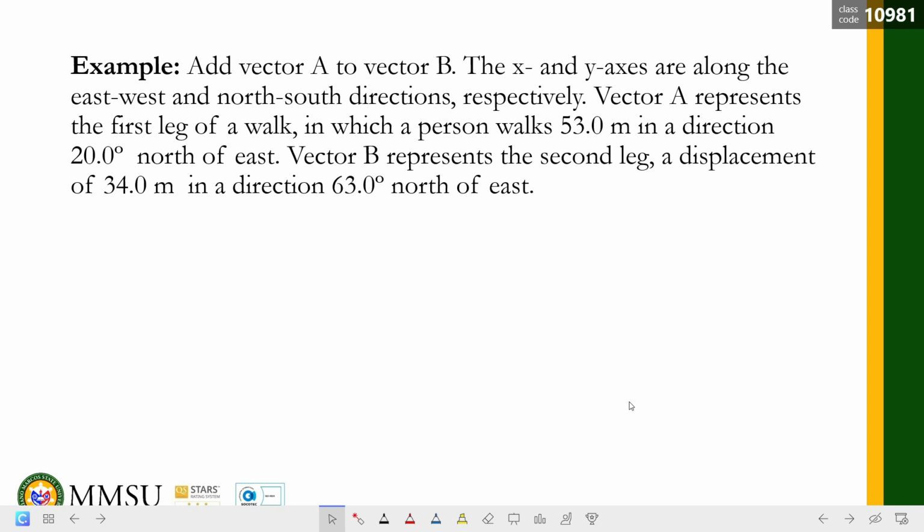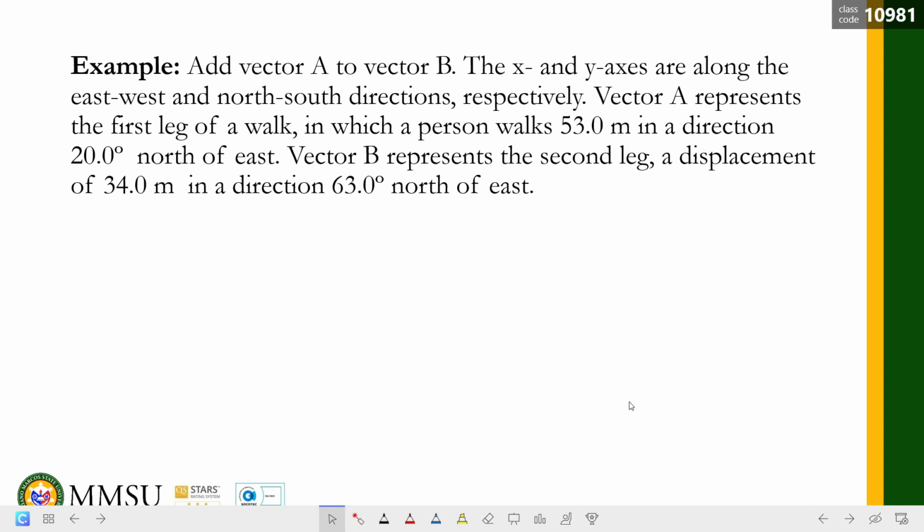As an example, we are going to solve this one. Add vector A to vector B. The x and y axes are along the east-west and north-south directions respectively. Vector A represents the first leg of a walk in which a person walks 53.0 meters in a direction 20.0 degrees north of east. Vector B represents the second leg, a displacement of 34.0 meters in a direction 63.0 north of east. So we have two vectors dito, vector A and vector B.